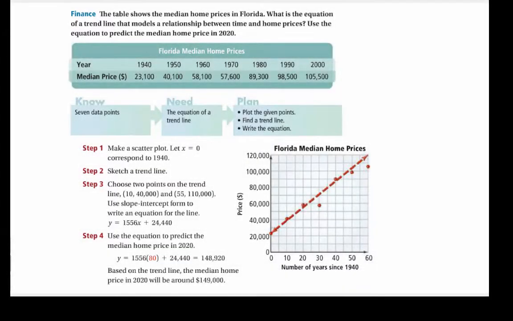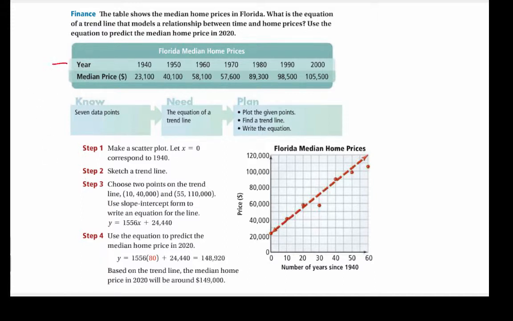Okay, so here we have another example, a table of median home prices in Florida. What is the equation of a trend line that models a relationship between time and home prices? Use the equation to predict the median home price in 2020. So here we're taking this a step further. Not only are we getting a scatter plot, but we are establishing a trend line, and then we are writing the equation for that trend line. So here we have our data, we have years, and we have median price.